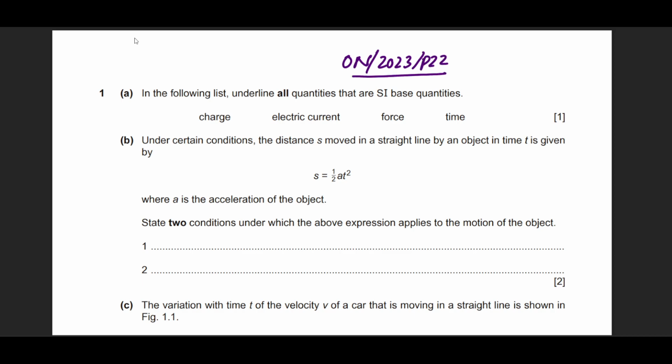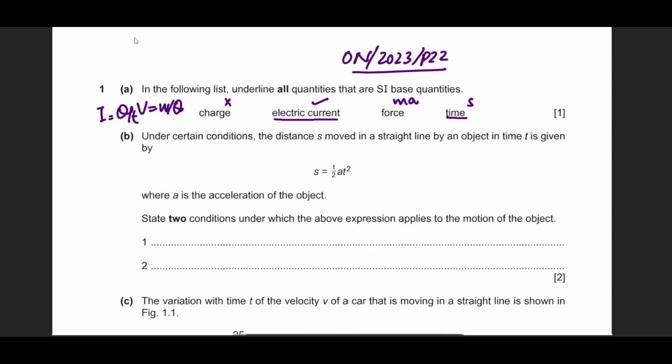So, in the first part, he says, mention all the quantities that are base quantities. Charge, no. It actually comes from voltage is equal to work done by charge, or current is equal to charge by time. So, it's not a base quantity. Electric current, yes, this is a base quantity, so we'll underline this. Force is a derived quantity as MA or F into D as work done, something like this. So again, not. Time is a base quantity. It only has one unit and is used in other units to make other derived units.